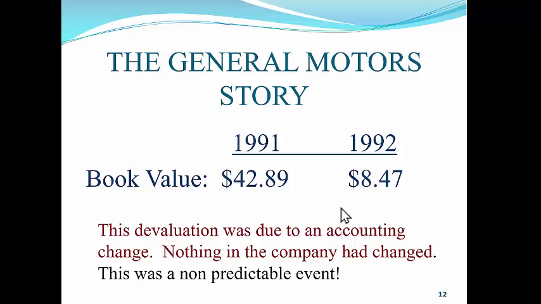Now, in 1991, it had a book value of $42.89. And then FASB, the Financial Accounting Standards Board, came along and said, hey, Mr. GM, you have not allocated any expenses for the medical and retirement expenses of your present workers. And GM says, well, how do we do that? And they said, well, there's three ways to do it. One is you can take that expense 1/20th per year over the next 20 years.